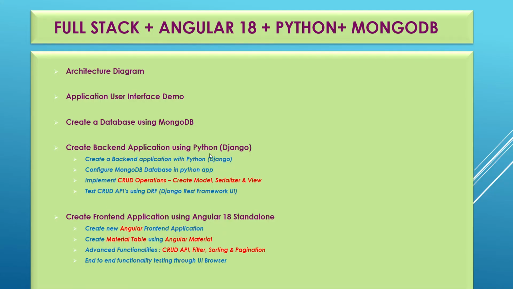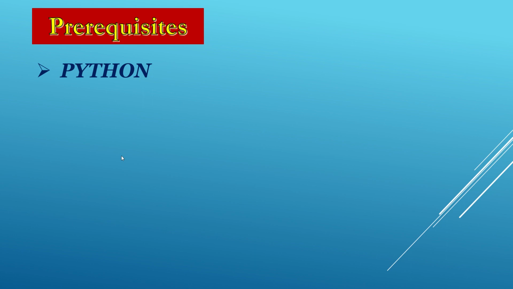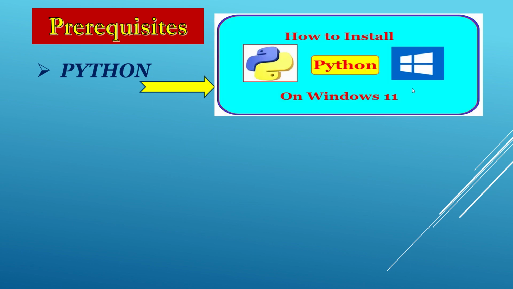Now let us create our backend application using Python Django, and these are some points which we are going to implement in sequence. Earlier we have seen the prerequisites for the entire full stack application. Now we will see what all prerequisites are needed to create a Python backend application. First, we need to install Python on our system. If you have not installed it, you can refer to this video, which will help you install Python on the Windows operating system.